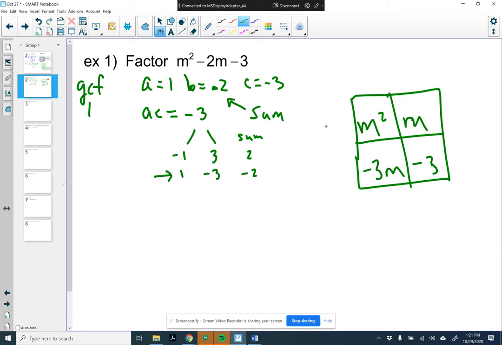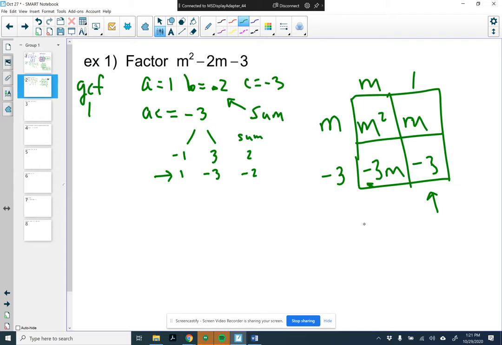Using that right there. Okay, so GCF for the top row is m. Greatest common factor for the bottom row, negative 3. Remember, this negative controls the sign. M squared and negative 3 in that first column. Greatest common factor is m. The last column, m and negative 3. Greatest common factor is 1, and it's going to be a positive that I use because that's a positive in front of the m.